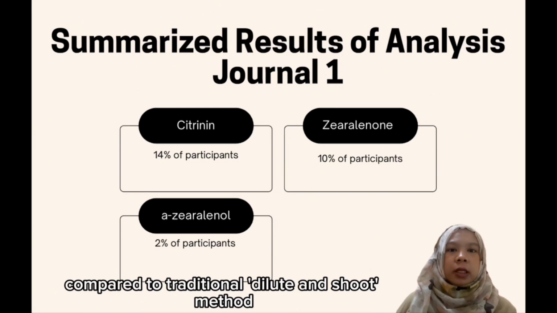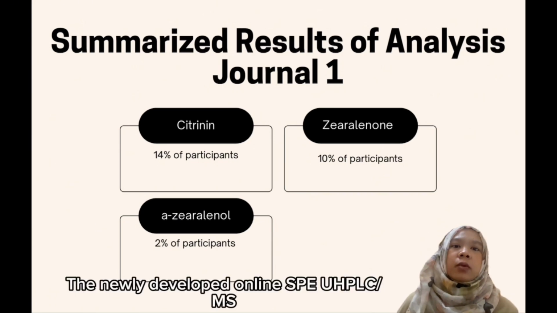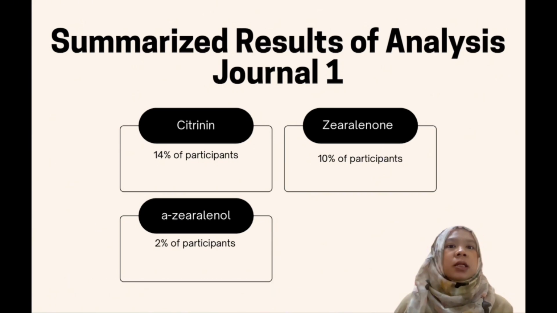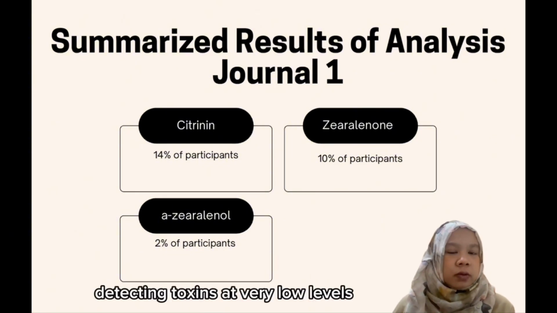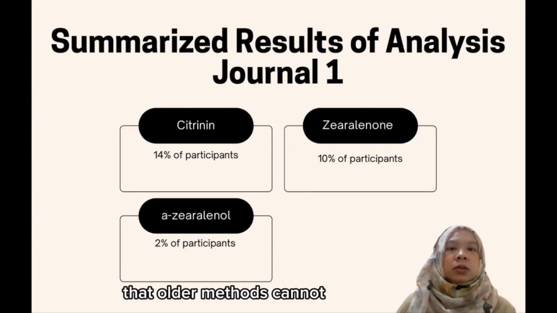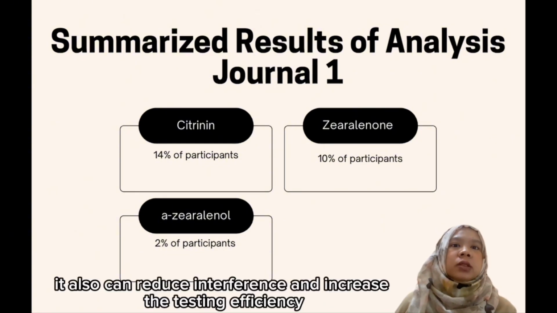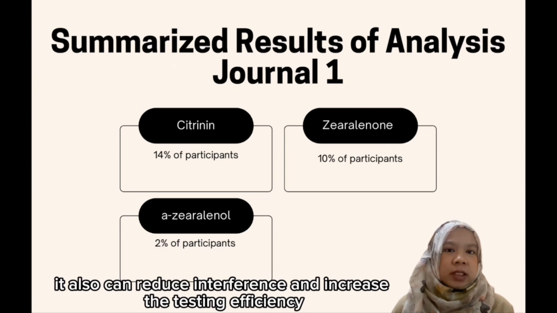Compared to the traditional dilute and shoot method, the newly developed online SPE UHPLC-MS technique was far more sensitive, detecting toxins at very low levels that older methods cannot. It also can reduce interference and increase the testing efficiency.